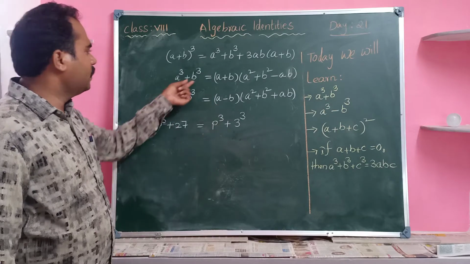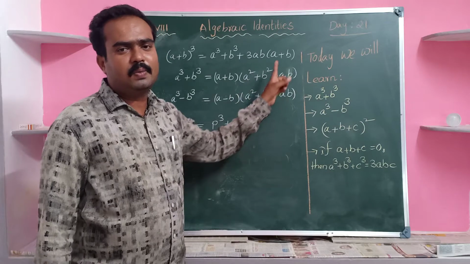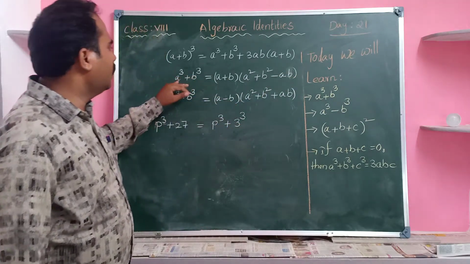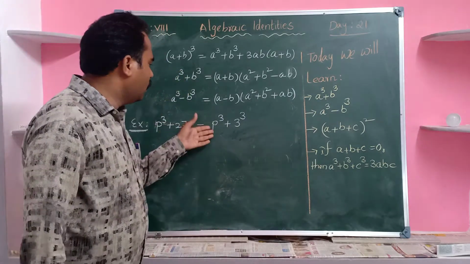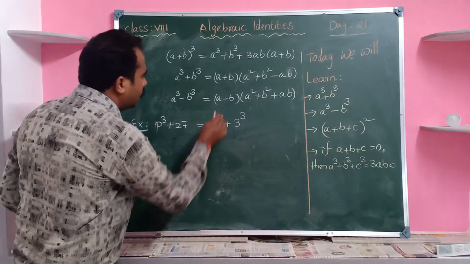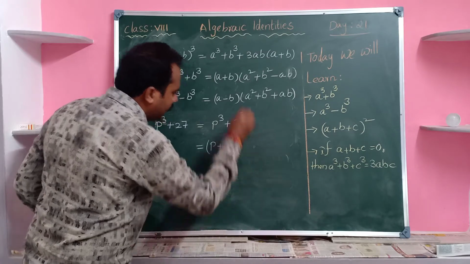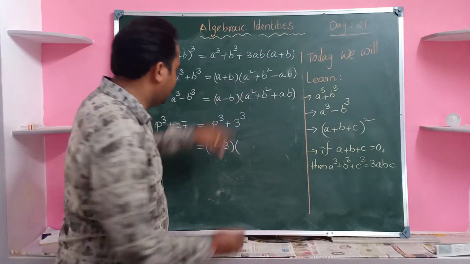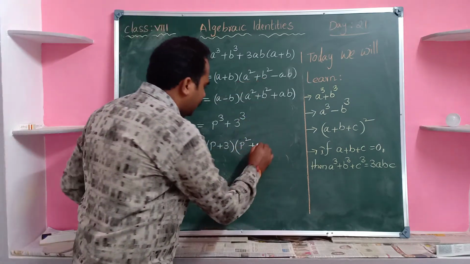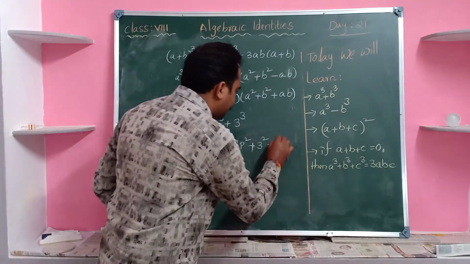We know that a cube plus b cube is equal to (a plus b) into (a square plus b square minus ab). So if I compare p cube plus 3 cube with a cube plus b cube, then a is equal to p, b is equal to 3. This is equal to (p plus 3) into (p square plus 3 square minus p into 3).